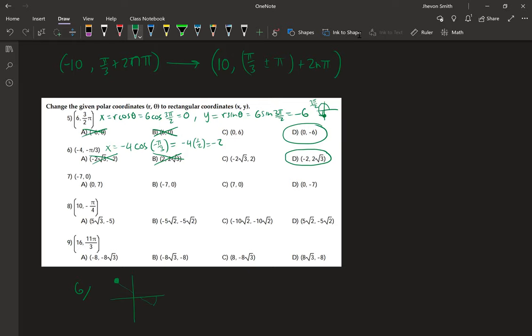But yeah, what about problem 7? I don't know, let's actually just do this together. Let's not worry about a poll right now. So here, if I look at 7, minus 7 comma 0 puts me over here, right? Which means when angle is 0, minus 7. Yeah, so that actually looks the same as rectangular coordinates. So that's B.